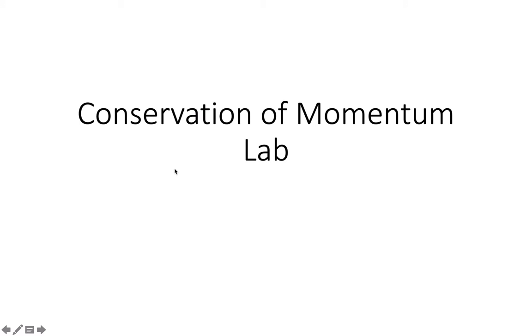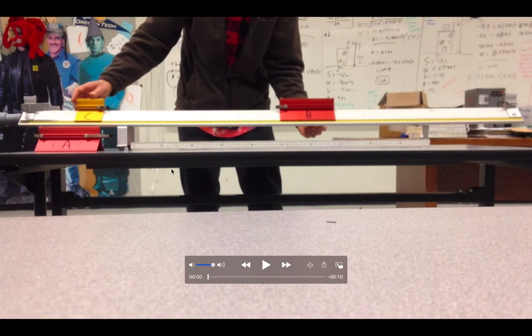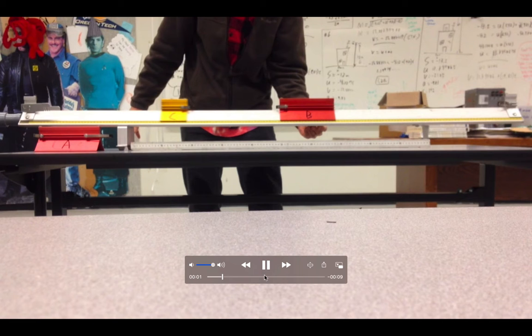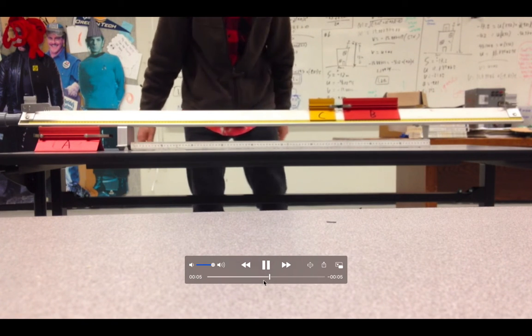Let's talk a little bit about the conservation of momentum lab. What we're going to do here is look at a collision. That little bitty guy is going to run into that big guy there. Notice they're on a frictionless surface there.